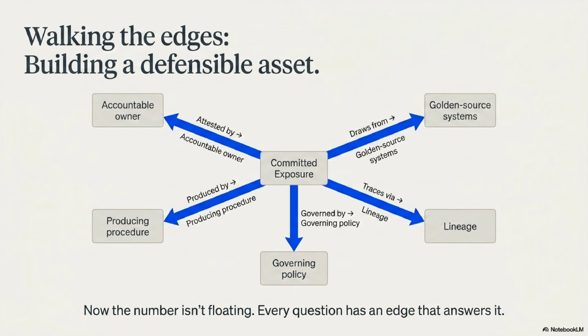And the last edge, the one that makes it defensible: the accountable owner, a named person who attests that this is correct. Attestation, a signature with a name behind it. Now the number isn't floating. Every question from the cold open has an edge that answers it. That is the asset, not the boxes, the lines between them.